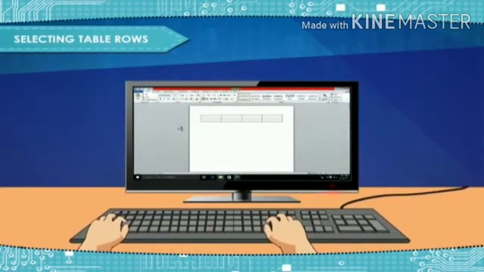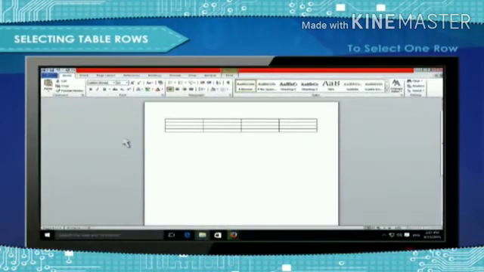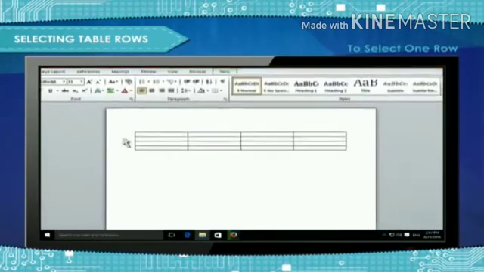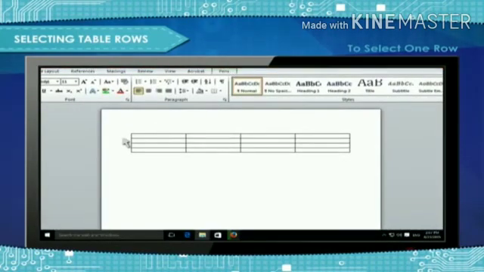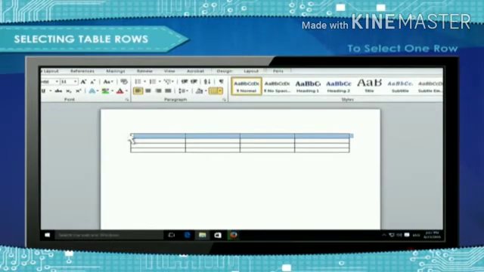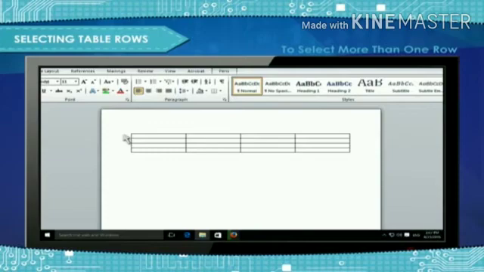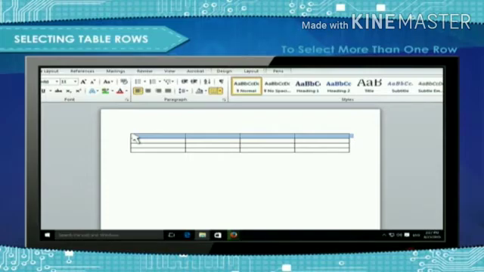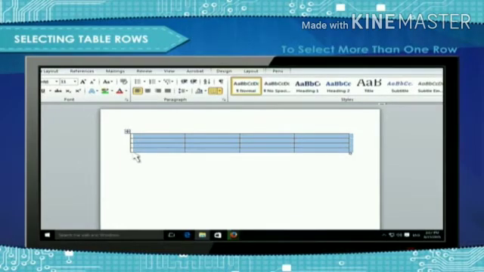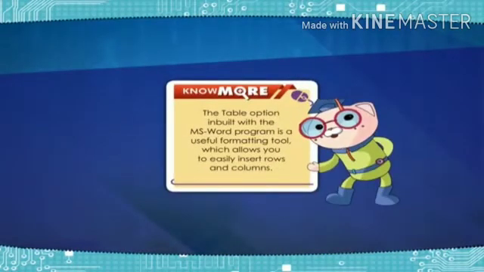Selecting table rows. To select one row, position the cursor to the left of the required row. Click when a white arrow appears. To select more than one row, click to the left of the first row. A white arrow will appear. Hold down the mouse button and drag over the required rows. Release the mouse button.